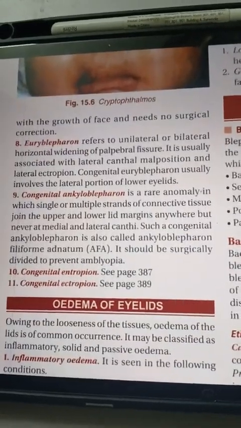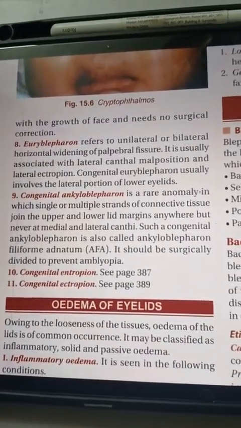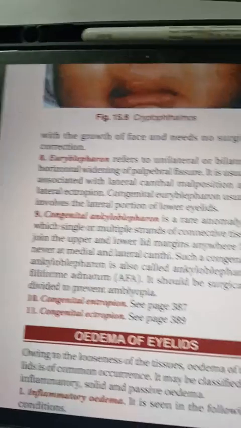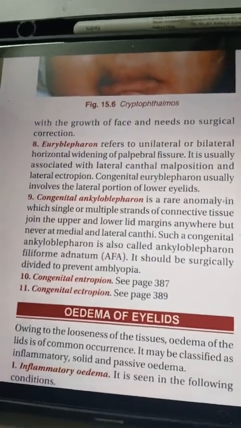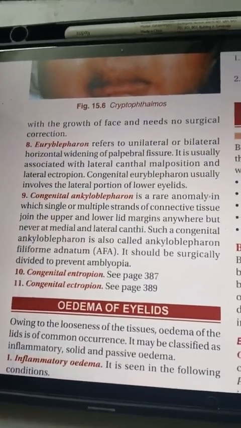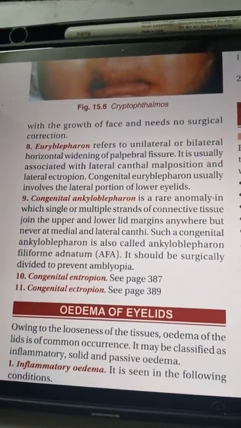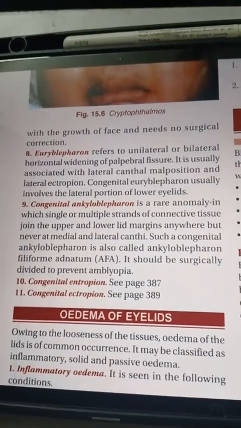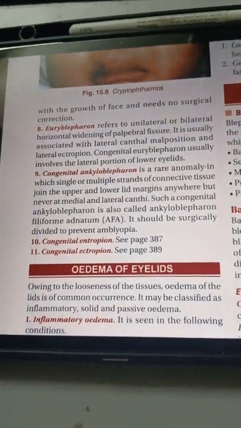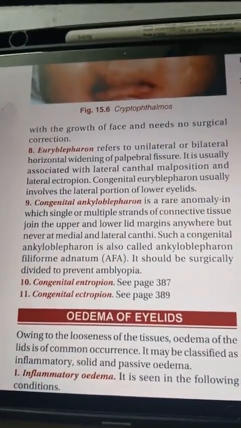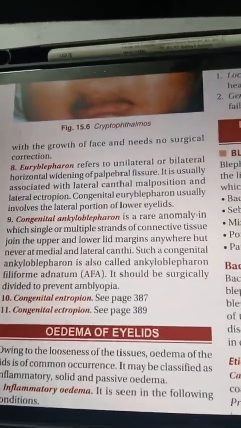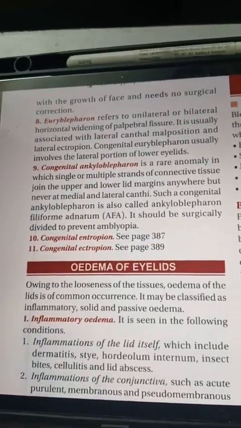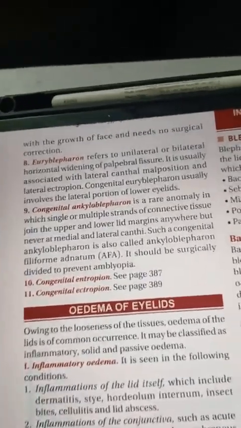Then we have congenital ankyloblepharon. It's a rare anomaly in which single or multiple strands of connective tissue join the upper and lower lid margins anywhere but never at the medial and lateral canthi. Such a congenital ankyloblepharon is also called ankyloblepharon filiforme adnatum. It should be surgically divided to prevent amblyopia. Then we have congenital entropion and ectropion, which we'll be seeing afterwards.